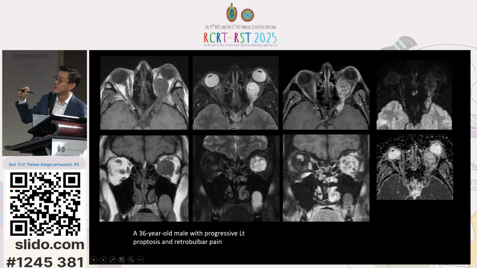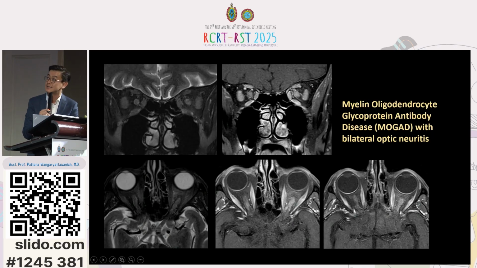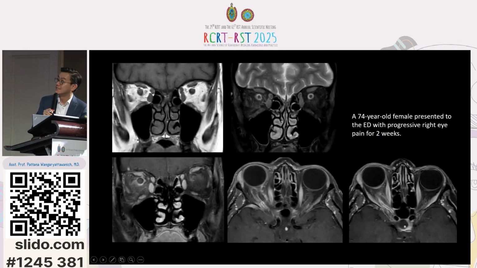Another example of an intraconal space lesion: this is a pretty extensive plexiform schwannoma in the left orbit. This case is multi-compartment and biopsy proven to be IgG4-related disease. This case has bilateral optic neuritis involving both sides, and the test is positive for MOGAD. And this is a case with perioptic neuritis, and on the full workup, she was found to have viral infection in her CSF study. So it's associated with viral infection causing optic perineuritis.